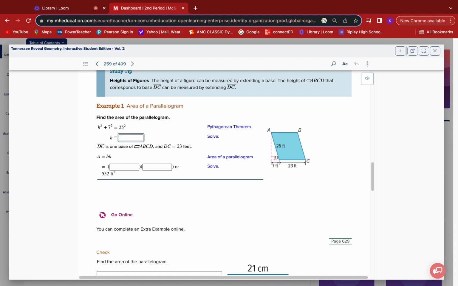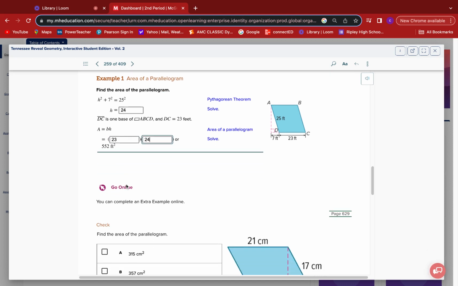And don't forget to square root that, because you're looking at h squared, and the opposite of squaring is to square root. So square root your 576, and you're going to get the height is 24. So we're going to multiply base times height, 23 times 24, and that is going to be, as you can see, 552 square feet. So there's example number 1.